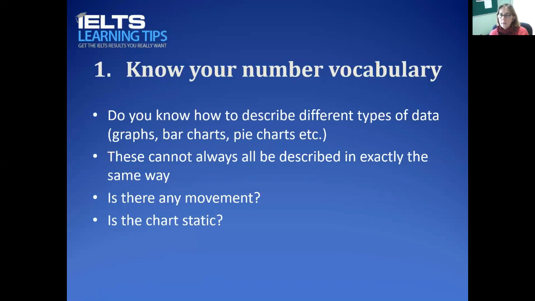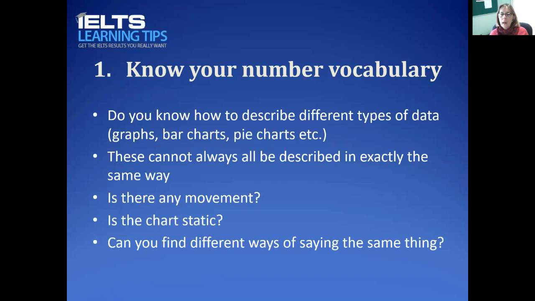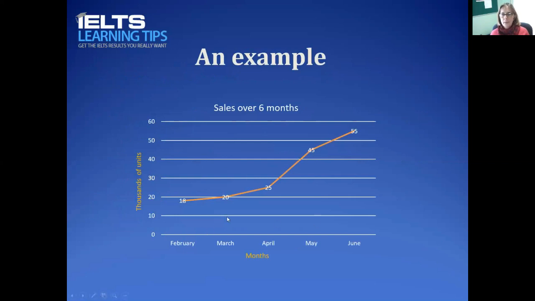A chart that is static needs slightly different type of vocabulary. So consider this as well as what's actually happening and the numbers. And the other thing that you need to be able to do is to find lots of different ways of saying exactly the same thing. So let's have a look at a very simple example.